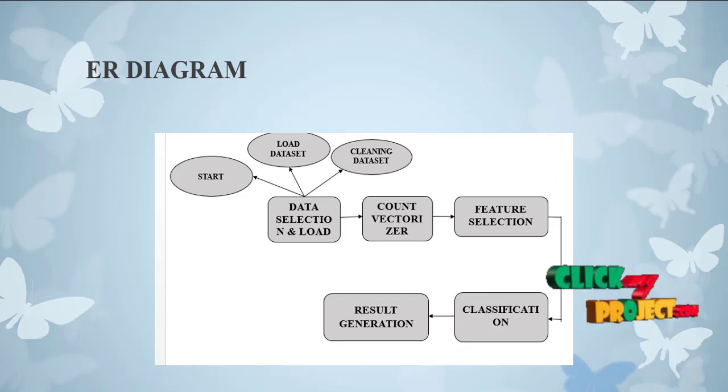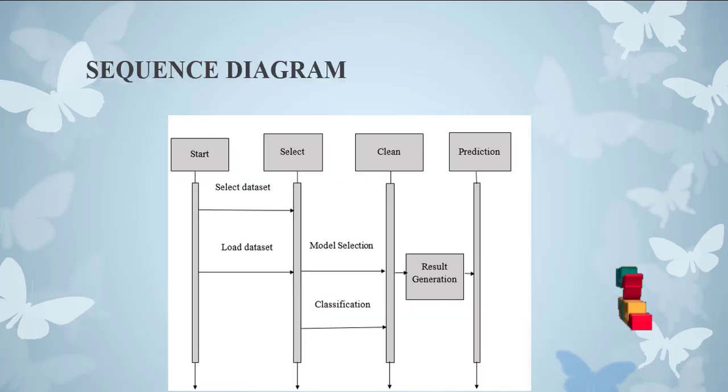And this is the ER diagram. And this is the sequence diagram. First one is the start, and then select dataset and load data, and then model selection and the classification.